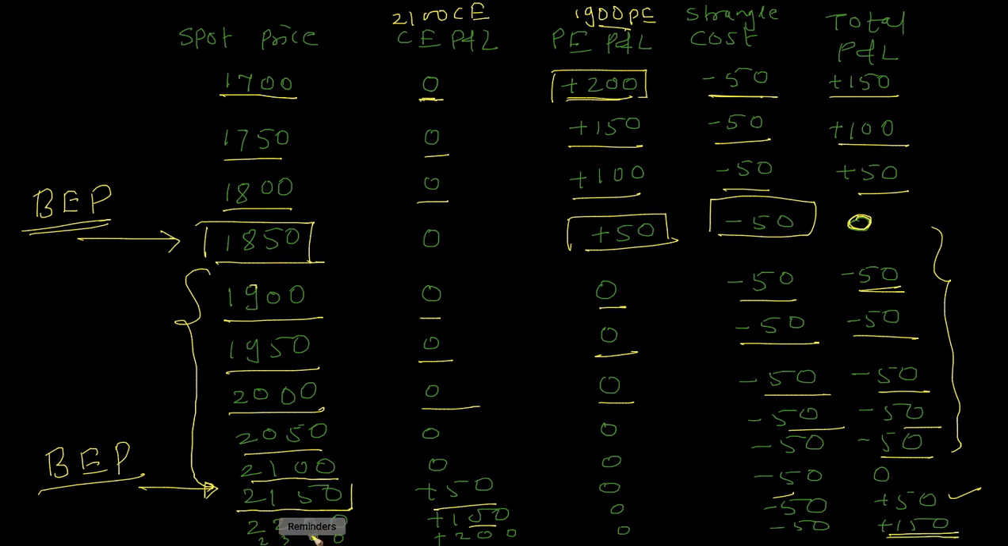So as the market moves higher, I'll be making much more profits, right? The point to note is if the market breaks this point, that is 1850 on the lower side, I as a strangle buyer will make unlimited profit, right? And as the market moves higher than 2150, I'll be making unlimited profits. But if the market remains in this range, I'll be making a loss of the premium which I have already paid. Okay? So what can we conclude from this?